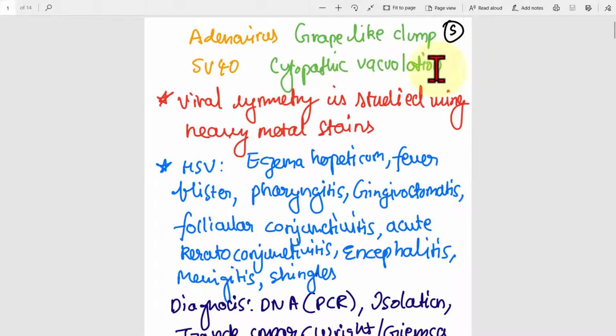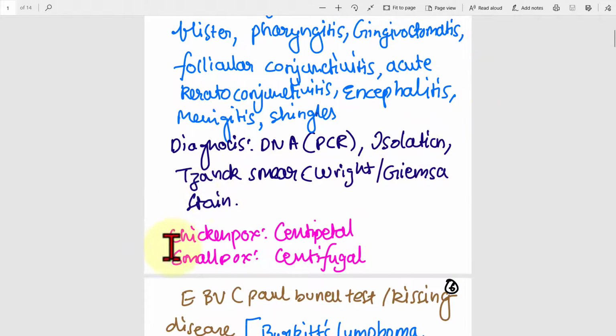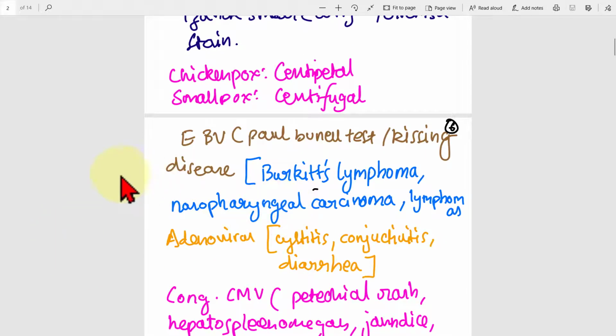In the last video, we have seen from page 1 to 5, and on page 5 we ended with the centripetal and centrifugal distribution of lesions. In case of smallpox, it's centrifugal. In case of chickenpox, it's centripetal lesion distribution.